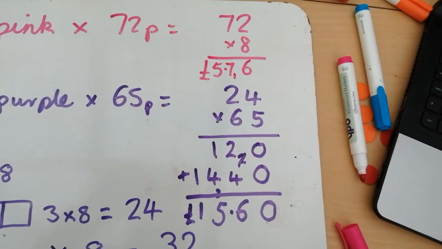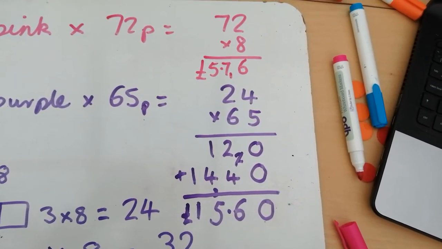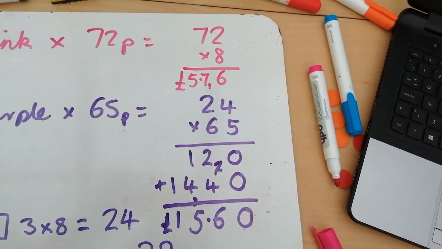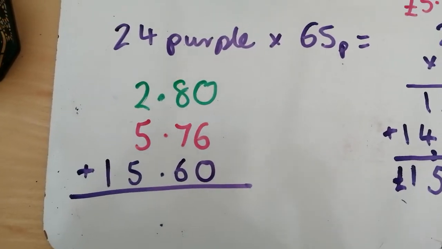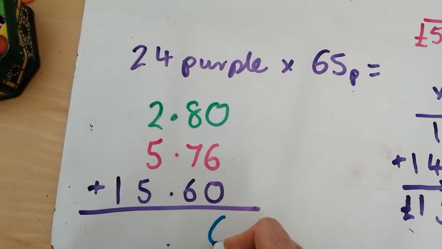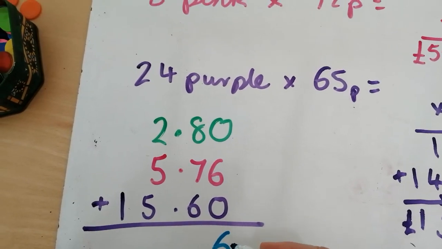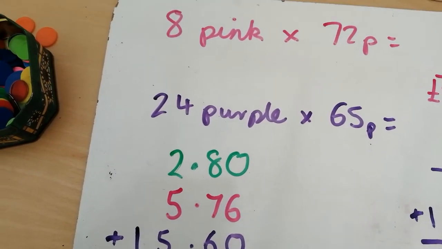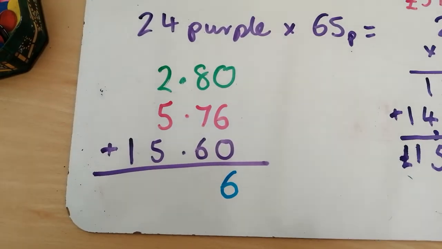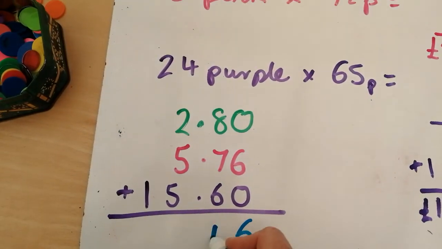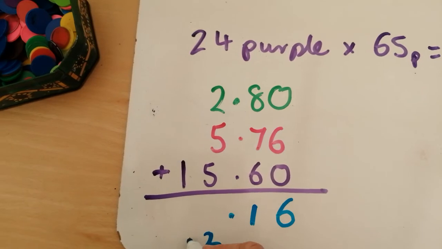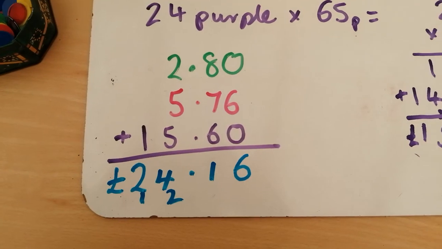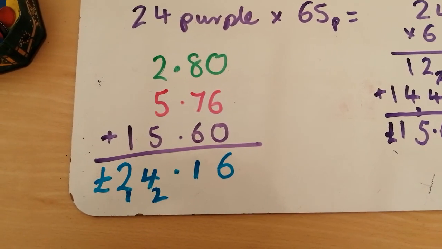Okay, so now I've got £5.76 and I've got £15.60, but I also need to factor in the price of the string into the calculation, which was £2.80. So adding these up together, hope you spotted my deliberate mistake there. And so my answer is £24.16 to make a whole necklace.